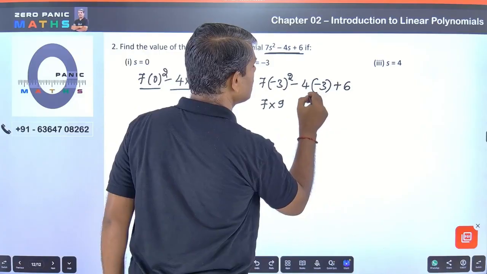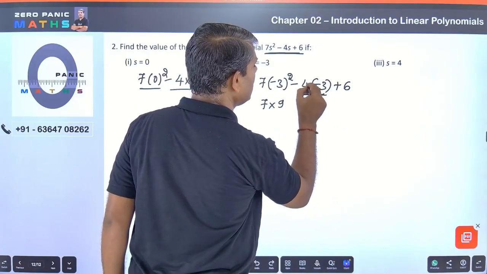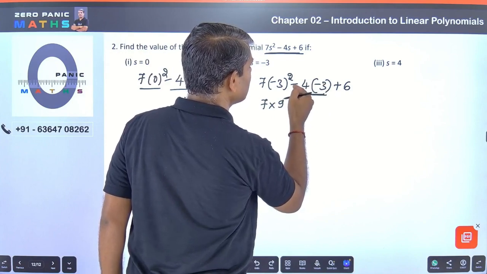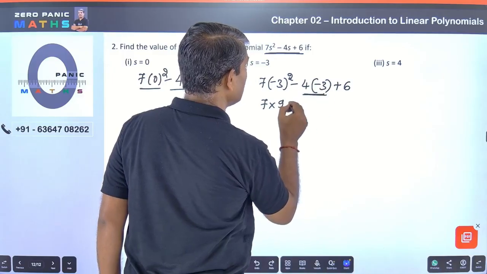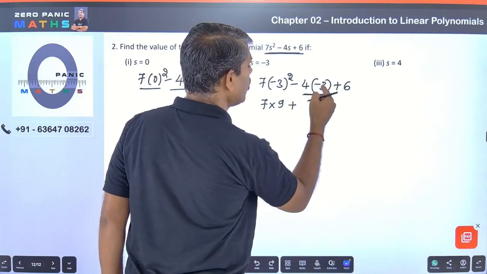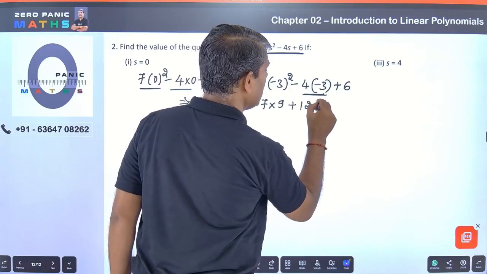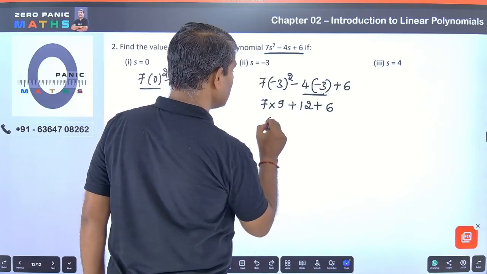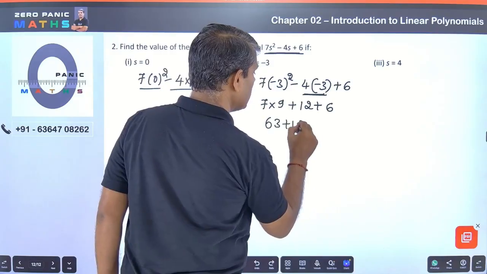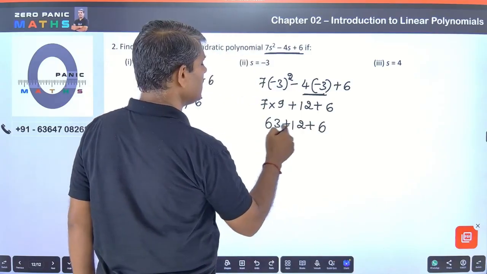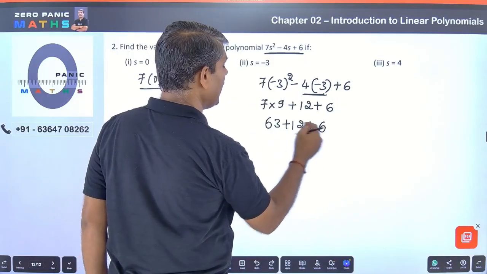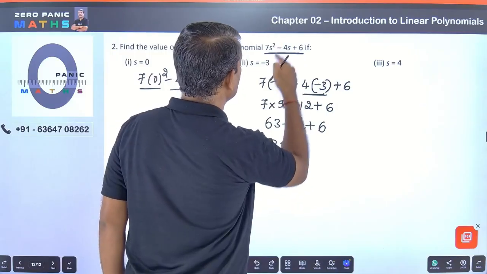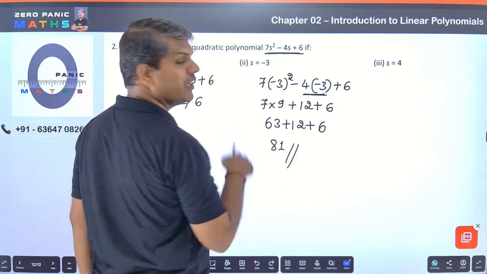Minus into minus. Here also there is a multiplication symbol between the coefficient 4 and the s variable, and the signs of those both are minus, so that will actually give you plus 4 into 3, that is 12, plus 6. Okay, 7 nines are 63, plus 12, plus 6. 63 plus 12 is 75, plus 6 is 81. So the whole value of this expression with s equal to minus 3 is 81.